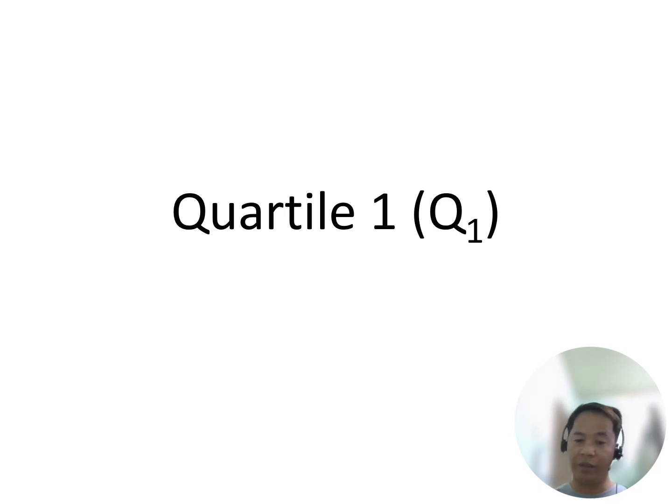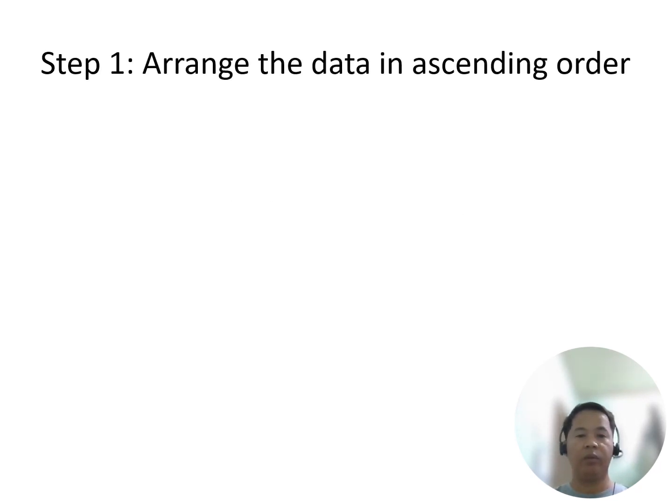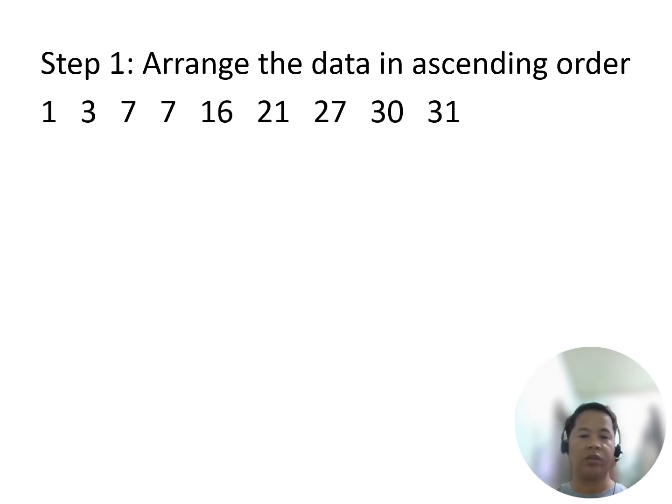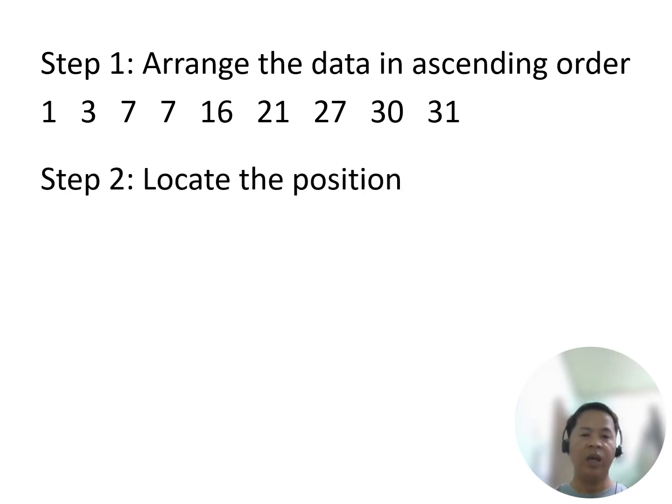So to find the value of the first quartile, again, we have to do the first step, and it is to arrange the data in ascending order. So we have 1, 3, 7, 7, 16, 21, 27, 30, and 31. After arranging, let's locate the position.